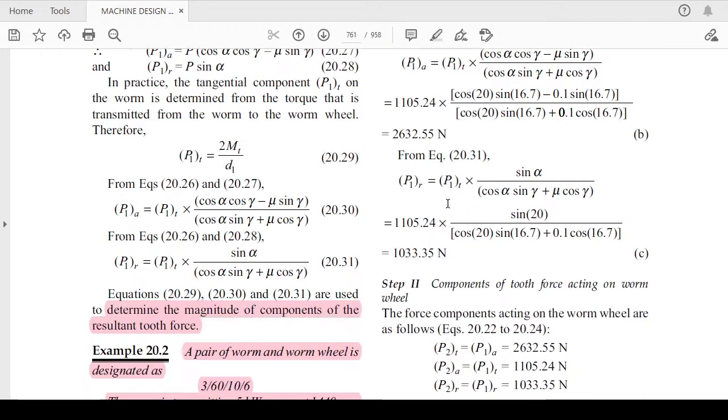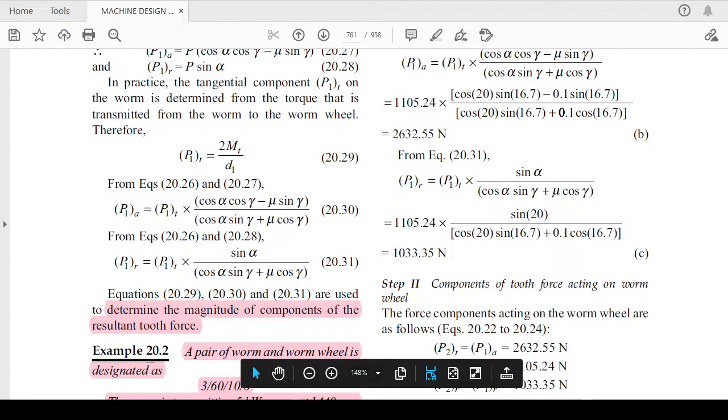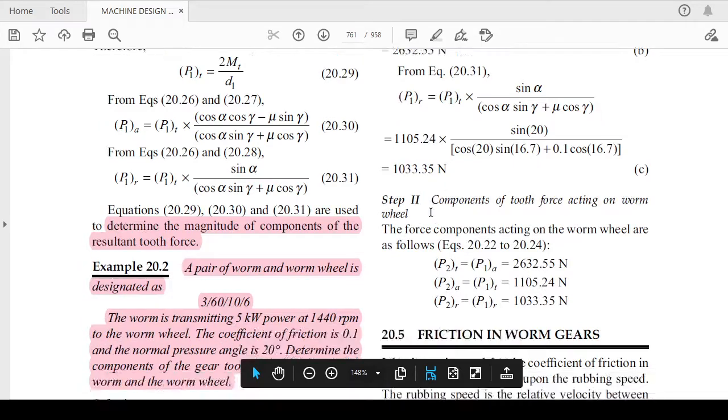Now the last one is the radial load acting on the worm. Keep in mind that we are just calculating the value of radial load here, nothing else. So the radial load of the worm is P1t multiplied by sin alpha divided by (cos alpha sin gamma plus mu cos gamma). Alpha and gamma are known to you, and the tangential load you have already calculated. If you keep these values, you will get the value of radial load. So now you are ready with the radial load, axial load and tangential load acting on the worm.